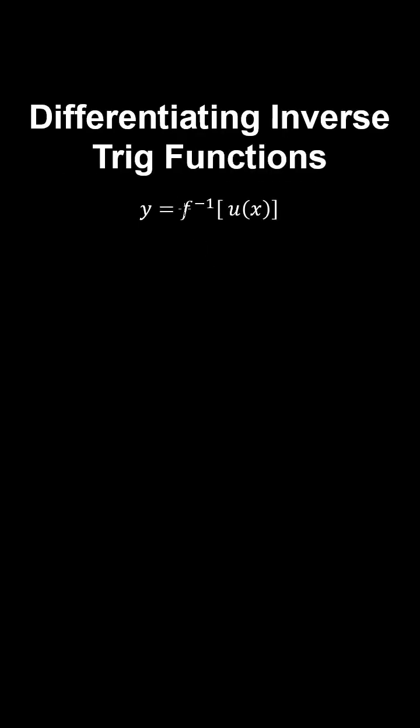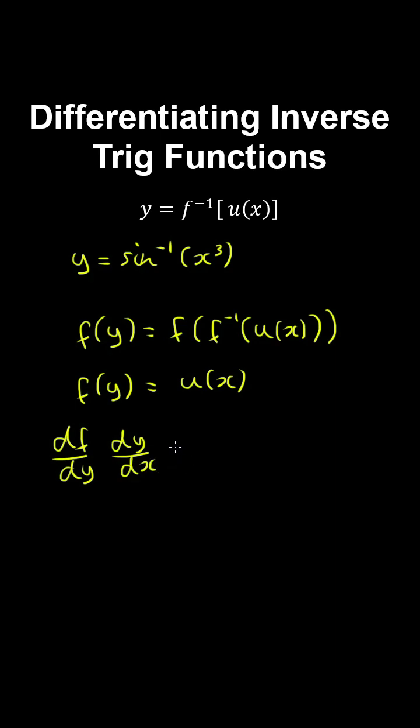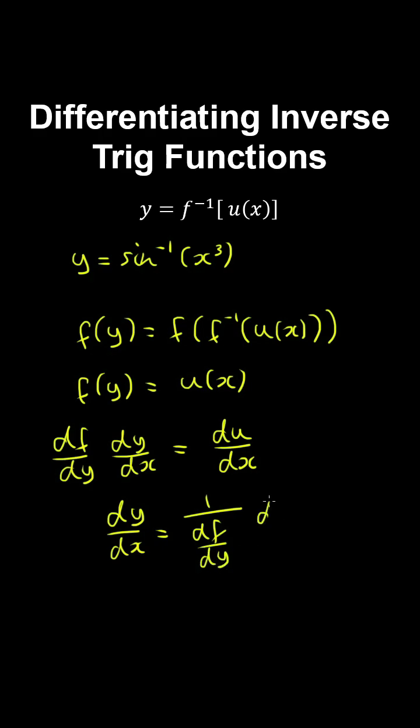To differentiate inverse trig functions, which are of the following general form, where we have a composite inverse trig function of u of x. Here is an example: we may have arcsine of x cubed, where u of x is x cubed. So what we do first is take the function on both sides, and on the right hand side we obtain u. And now we can use implicit differentiation to differentiate with respect to y first, and multiply by dy dx using the chain rule, and that's equal to du dx. And therefore, using some algebra, we obtain the following result: the reciprocal of df dy multiplied by du dx.